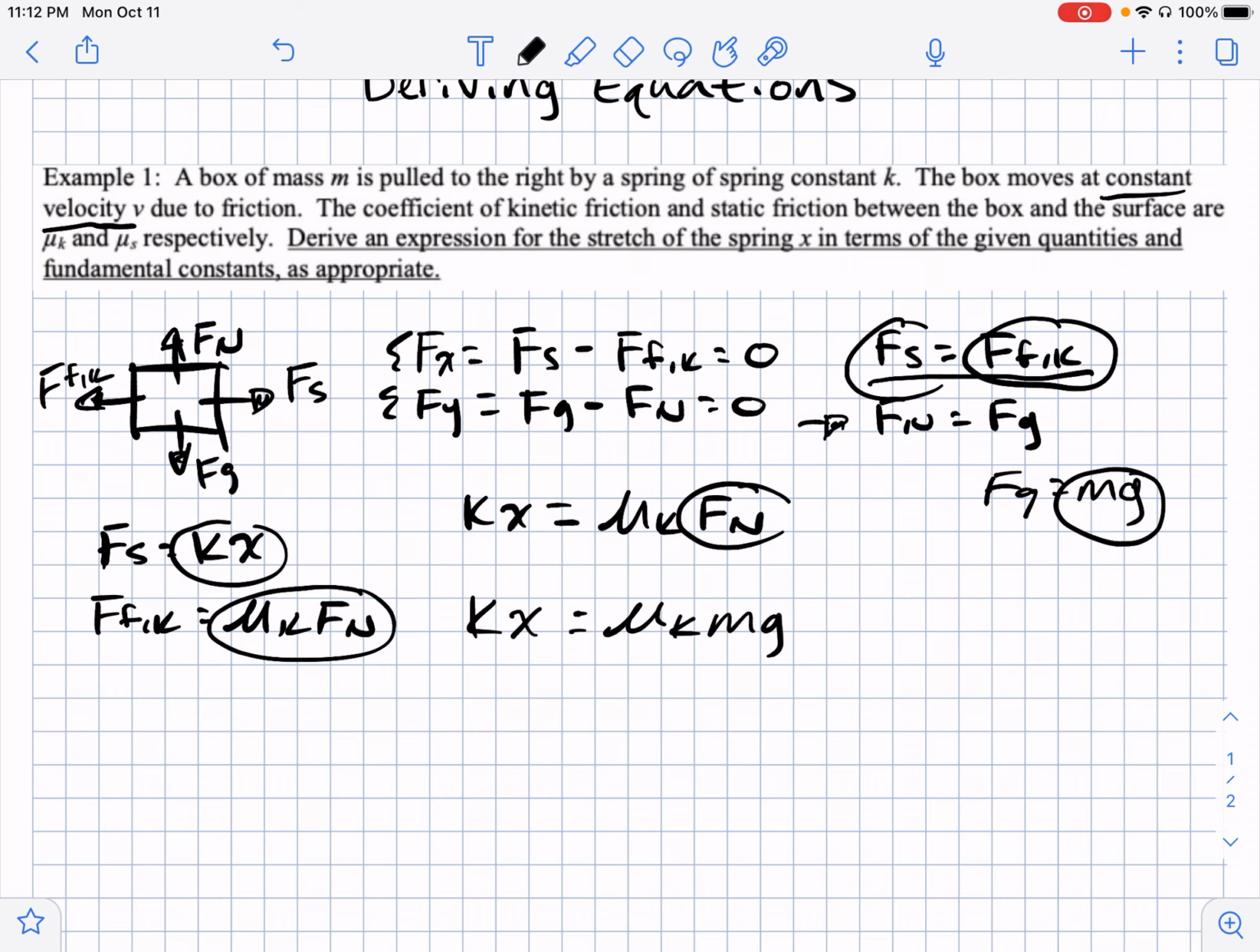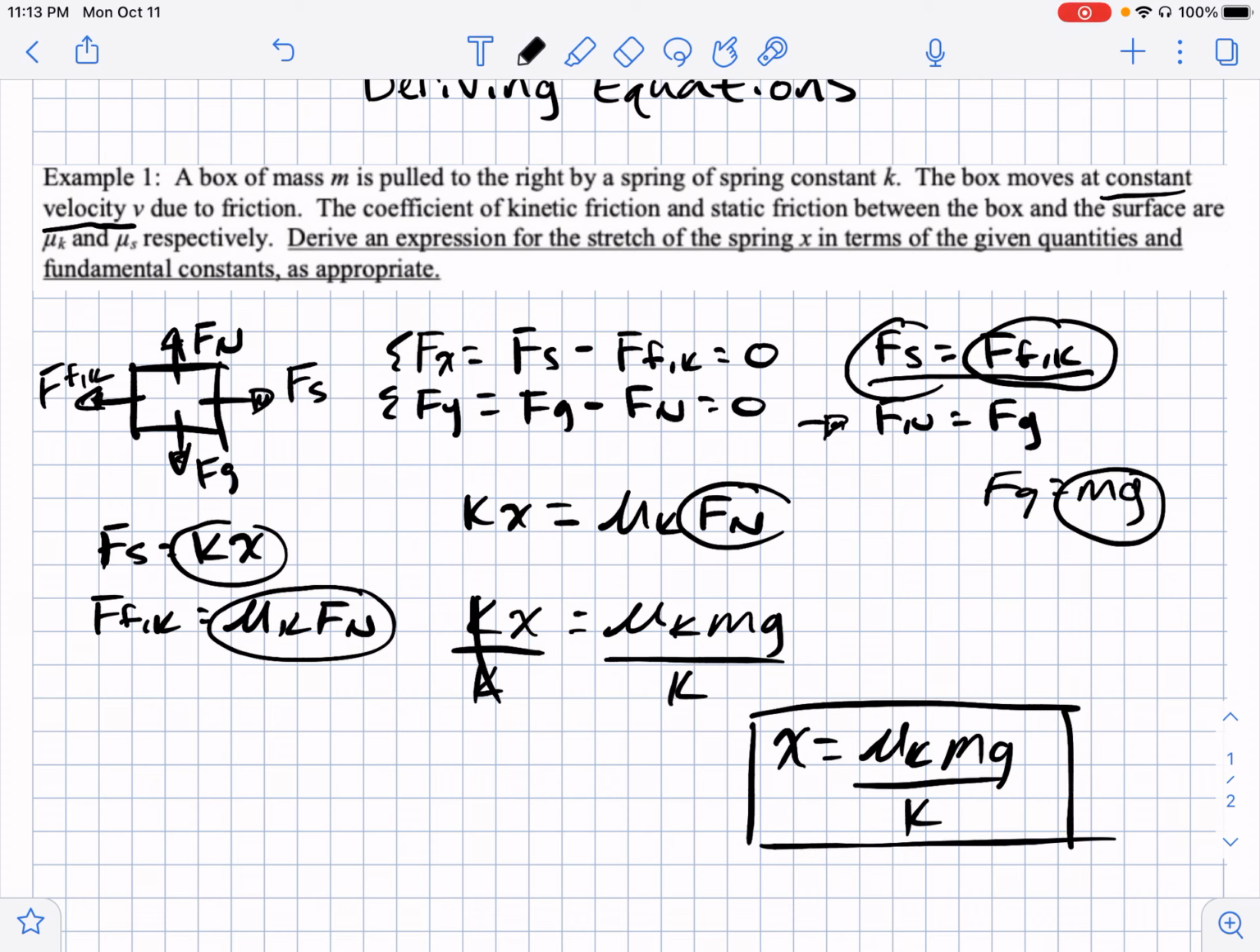And so now we can go ahead and rearrange this equation for the stretch of the spring. To do that, we're going to divide both sides by that spring constant. That cancels out there. And now my final derived equation, the stretch of the spring, is going to equal the coefficient of kinetic friction times mg divided by your spring constant. And so now we've derived an equation for the stretch of the spring.